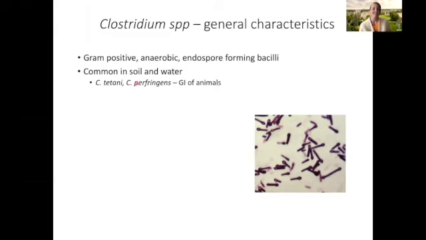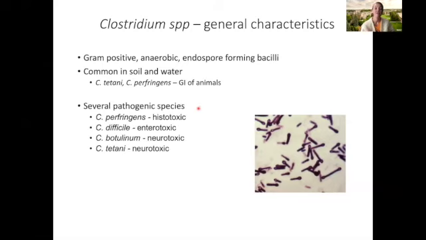Two species that you've heard of, I'm sure, are Clostridium tetani and Clostridium perfringens. So we've talked about perfringens before in class. And both of these can be part of the normal gastrointestinal flora of various animals like cows and goats and horses. But there are in this genus several pathogenic species.